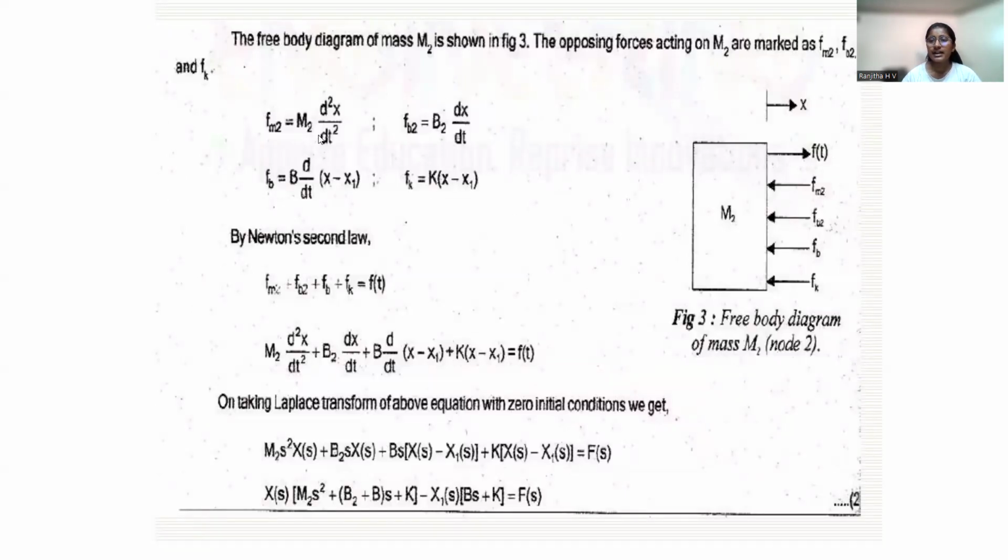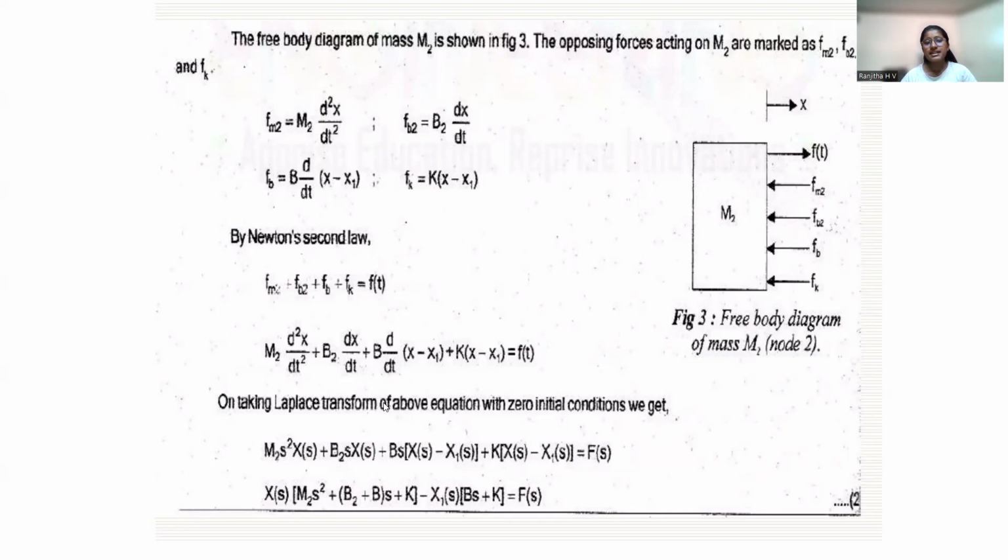Now the free body diagram of the mass M2. First, we have written x1 at the node x1. Now we are going to write the equation at node x2. Then Fm2 is equal to m2 into d square x by dt square, and Fb2 is equal to b2 into dx by dt, and Fb is equal to b into d by dt into x2 minus x1, and Fk is equal to k into x2 minus x1. By Newton's second law, Fm2 plus Fb2 plus Fb plus Fk is equal to f of t. Here m2 into d square x by dt square plus b2 into dx by dt plus b into d by dt of x2 minus x1 plus k into x2 minus x1 is equal to f of t.